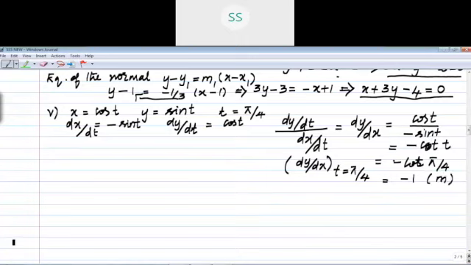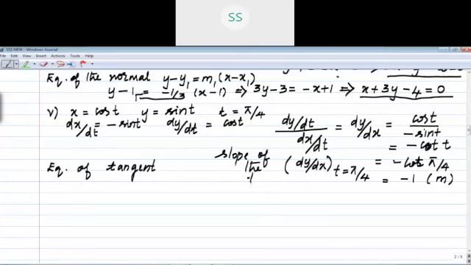That is the slope of the tangent. Equation of the tangent. What did I tell you? This is your slope of the tangent. The slope of the tangent is dy by dx. The equation of the tangent is y minus y1 equal to m into x minus x1.